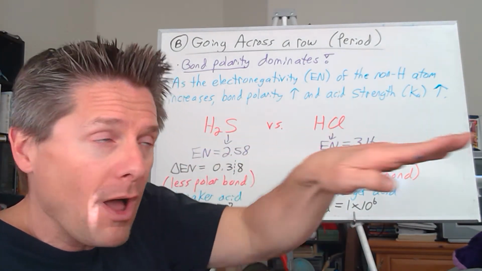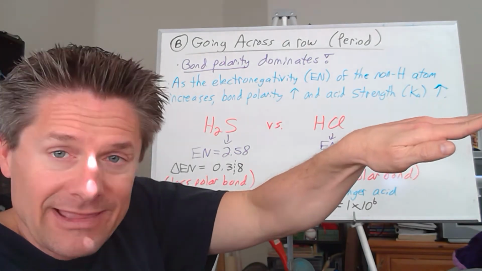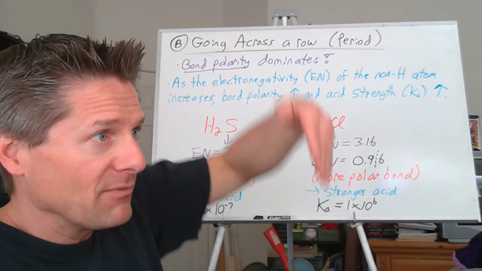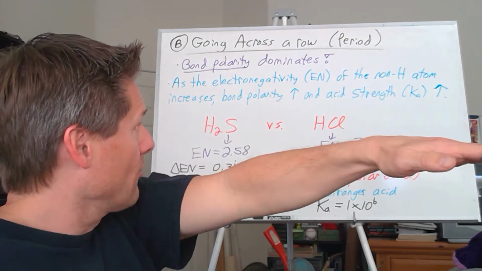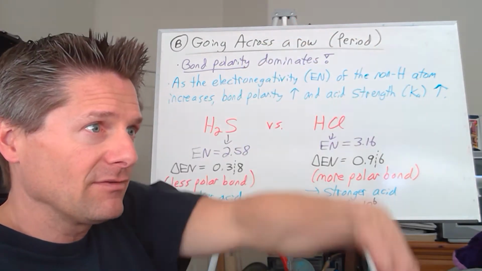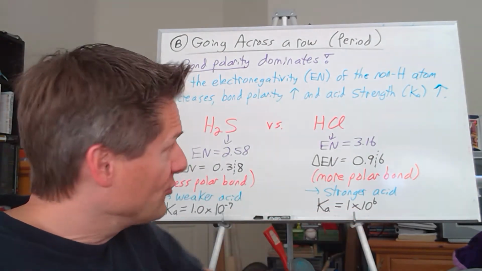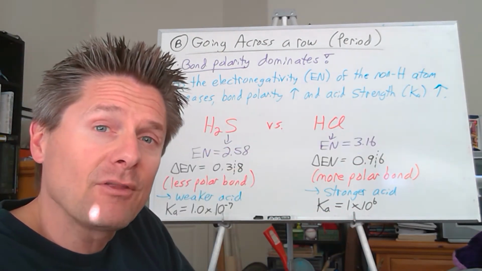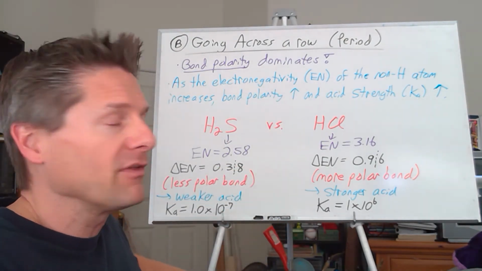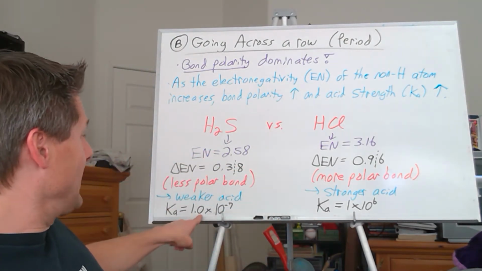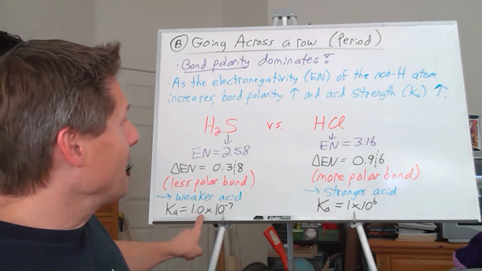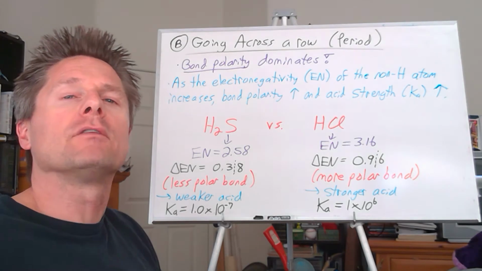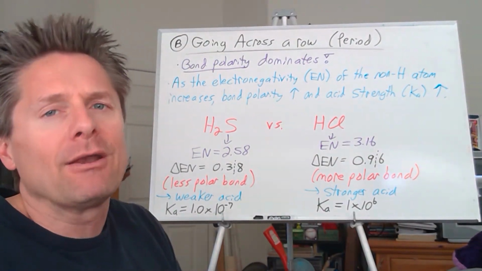So you go across left to right, acid strength increases. If you go down, it increases too. So it increases going across and it increases going down. You can kind of follow that trend. But again, going across is the electronegativity factor, the bond polarity. Going down, it's the bond length, the size. So H2S has a Ka of 1.0 times 10 to the minus 7. Hydrochloric acid is a strong acid at 1 times 10 to the 6. Huge difference. So that's it. That's how you do binary acids.